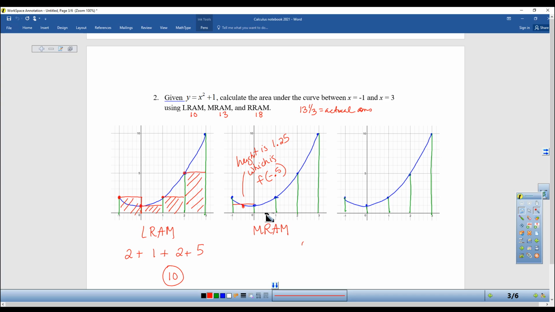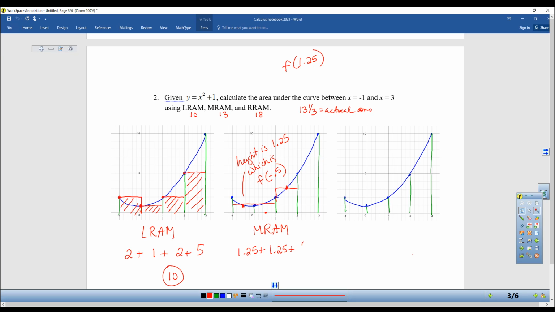For this one, I'm going to go to 0.5, and I'm going to go up, which of course is going to be the same. So this area is 1 by 1.25. This one is 1 by 1.25. This one, I go to 1.5, and I go up, and I make my rectangle. So what is f of 1.5? Sorry, I'm running out of room.